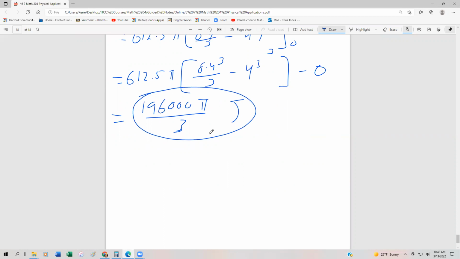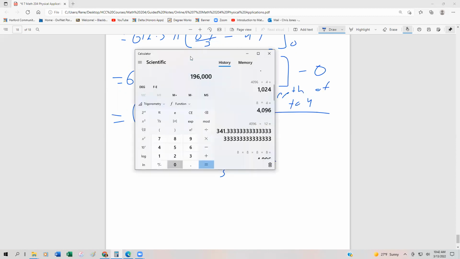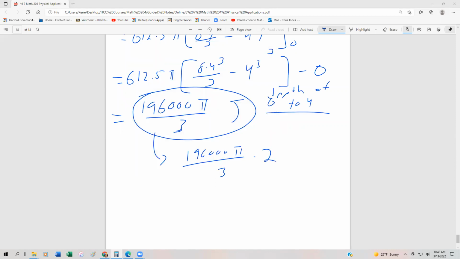Okay, so this is from depth of 0 to 4. And if we double it, and that's what the question's asking, if we double it, should it be the same? So I'm just going to take 196,000 pi over 3, and I'm going to double it. So I'll just take that 196,000, multiply it by 2. All right, and that gives us 392,000. So this would be 392,000 pi divided by 3. All right, that's in joules.